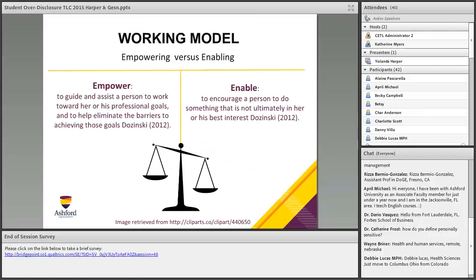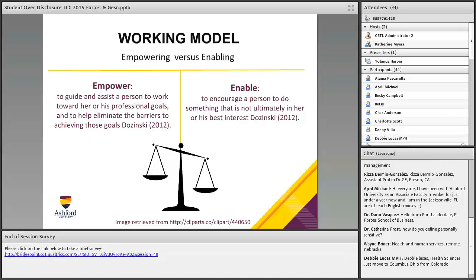Okay. The model we're going to use to organize potential faculty responses to student over-disclosure has two primary dimensions, empowering and enabling. To empower a student is to provide a response that helps students to learn to better self-manage their emotions and make improved judgments about what is socially appropriate to share in an online classroom as a model of a professional environment. To enable a student in this model is to provide a response that encourages or reinforces inappropriate behavior.